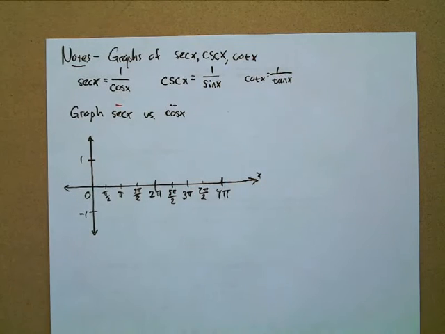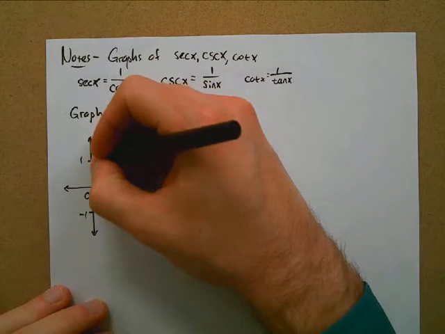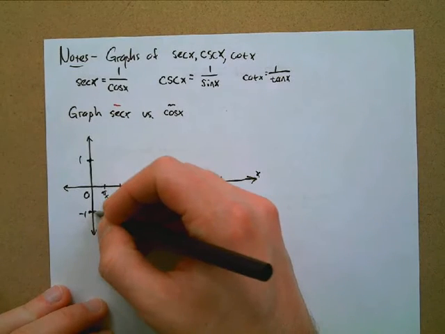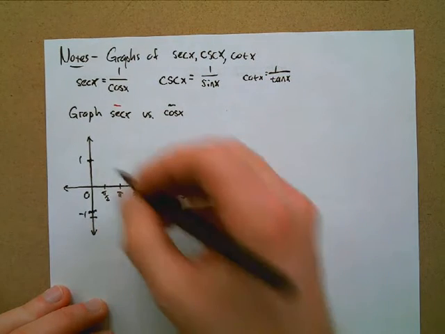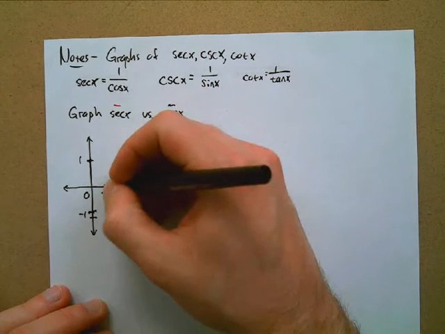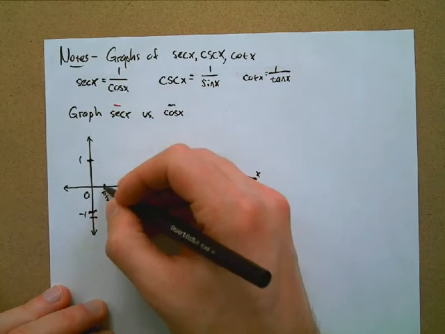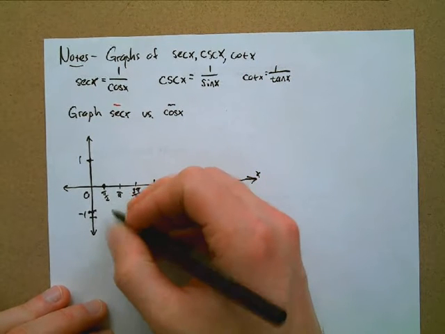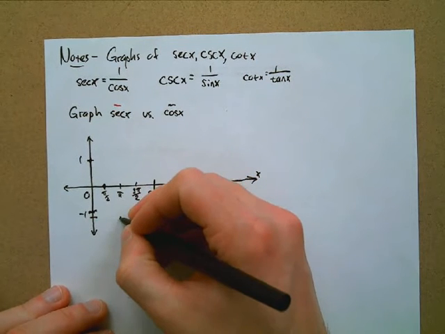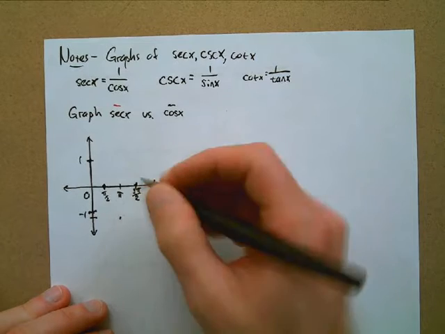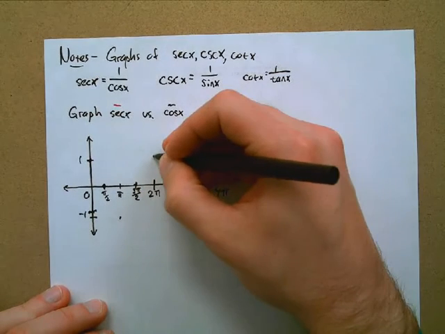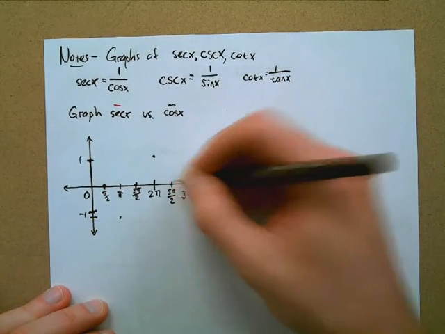Cosine of 0 starts at 1. I don't think I made that low enough; we'll do it right down there. Cosine of 0 is 1, and cosine of pi over 2 is 0. Cosine of pi is -1, and then we keep going. 3 pi over 2 is 0 again. Cosine of 2 pi is 1, then 0, -1, 0, 1.